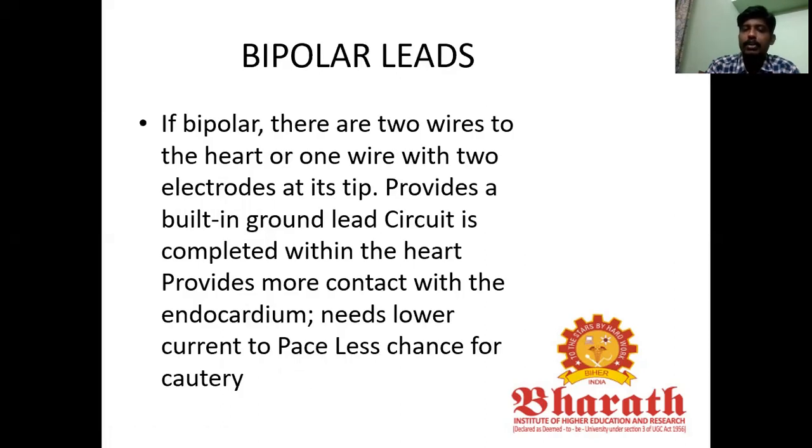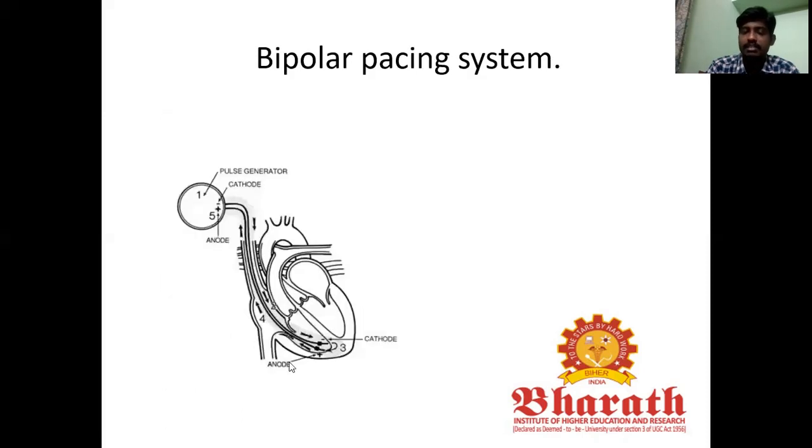So the ground lead circuit is completed with the heart, providing more contact with the endocardium, so it needs lower current to pace. In this picture, you are able to see this one cathode connected at the tip, at the endocardium level.